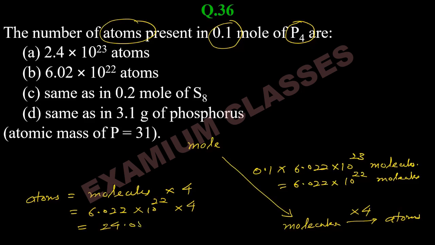Sir, option D, phosphorus means molecular or atoms, sir? Option D says same as in 3.1 gram of phosphorus. Atoms, yes sir, atoms only because we are talking about atoms. I thought it was molecule. That is why, sir, I wrote this. 10 to the power 23 atoms. It means A is the correct answer.